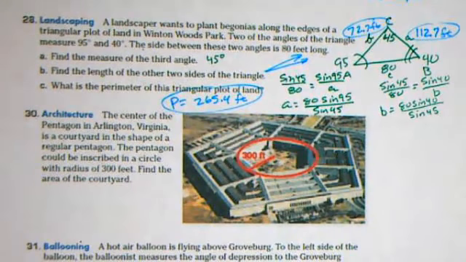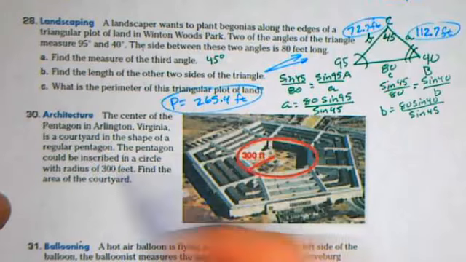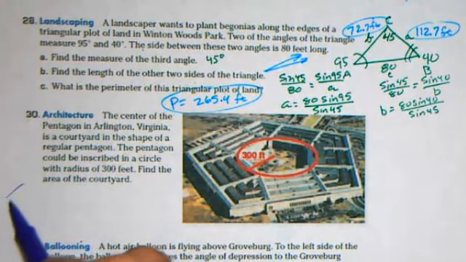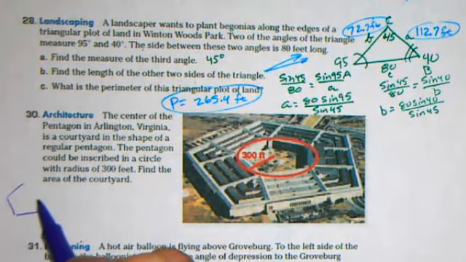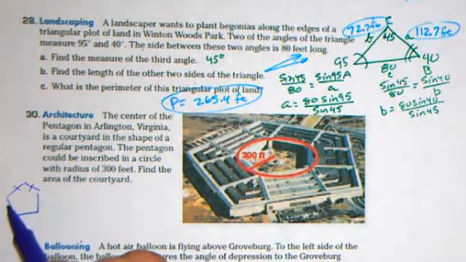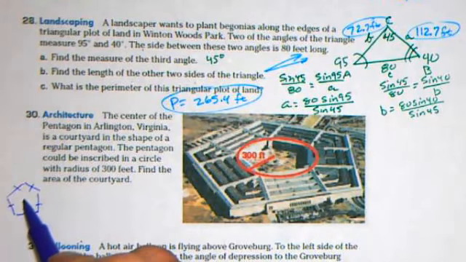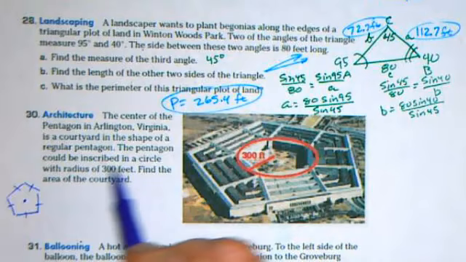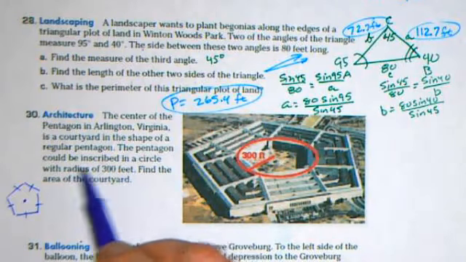So let's look. It says that the Pentagon has a courtyard in the shape of a regular pentagon. So I'm going to sketch a pentagon and label it as being regular. And it tells us that this pentagon could be inscribed in a circle.